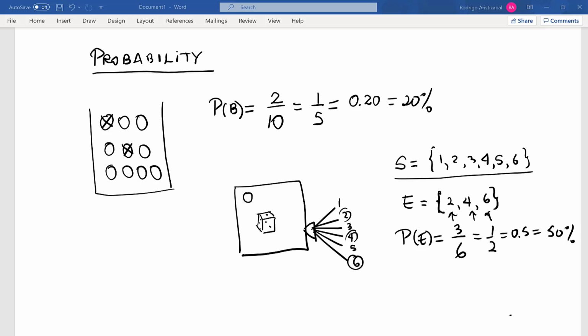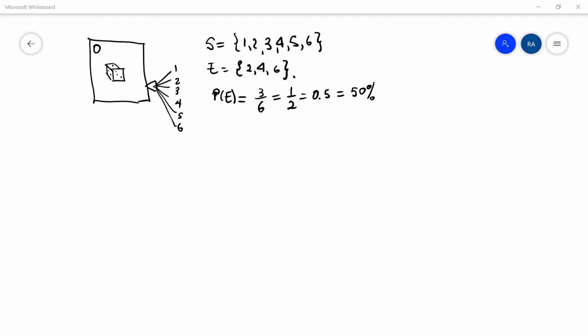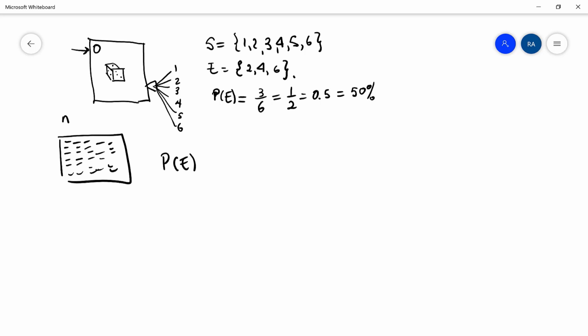How can you do the empirical approach? You need to throw a die a certain number of times. The bigger, the better. To compute the empirical probability for an unfair die, we need to do this procedure a large number of times, n times, and write down the results. After that, we count the number of times that an even number appears, which is equivalent to the frequency of E, the number of times that E appears in all of these trials, divided by the total number of trials of this procedure.